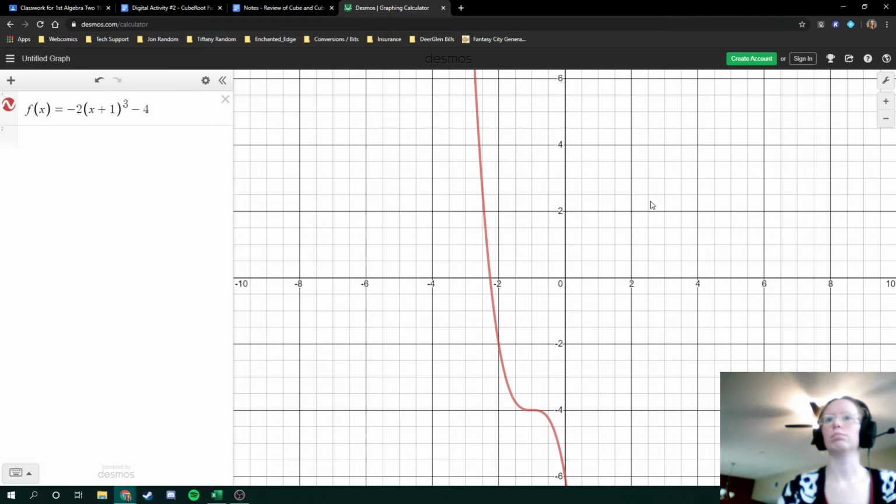Okay. Now I want to figure out the domain, the range, the x and y intercepts. Okay, so starting with domain. So domain, that is our x values. You know, we're going all the way from the left to the right.